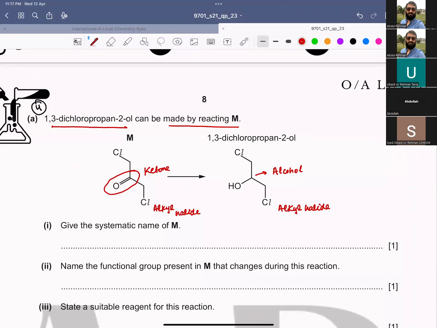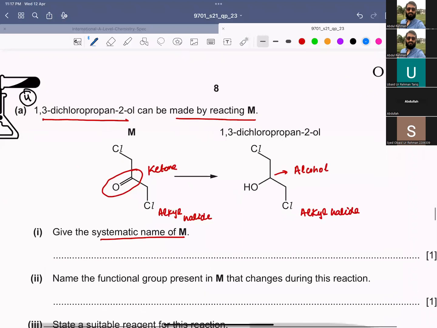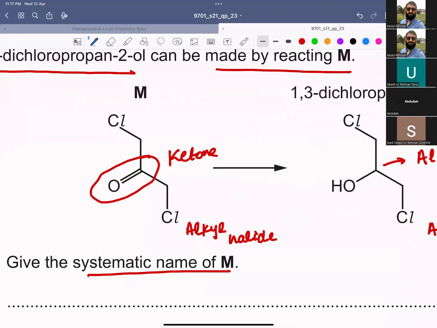So what they are asking is, give the systematic name of M. Okay. So if we see over here, the rules that we have discussed, we first select the longest chain. So my longest chain is 3 carbon atoms, then assign the numbers with the functional group closest. So I can start from any one side. So this is carbon number 1, this is carbon number 2, and this is carbon number 3.